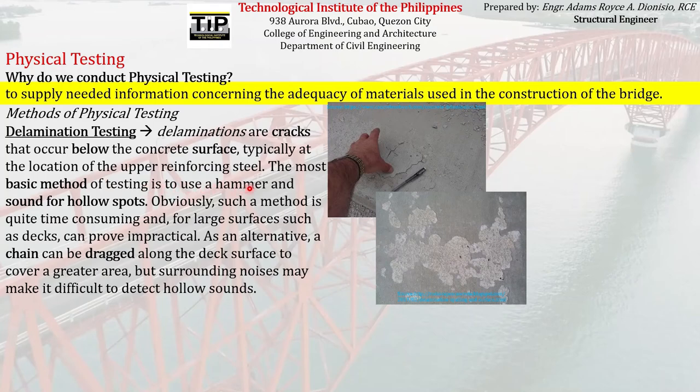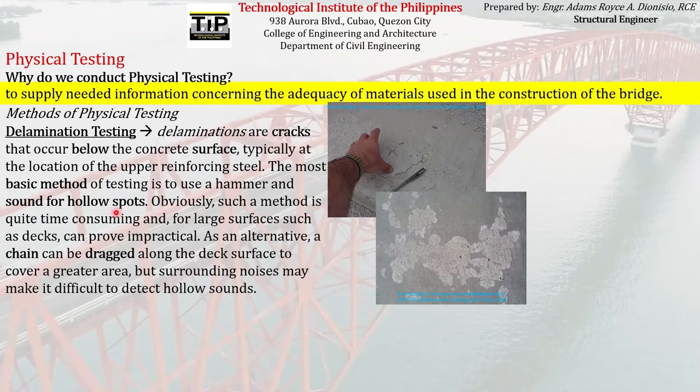The most basic method of testing is to use a hammer and sound for hollow spots. So in actual, we usually locate the particular places where there are delaminations by using a hammer. We use a hammer on the concrete surface and sound for hollow spots, because this hollow spot sound can actually manifest that there are delaminations beneath the concrete surface. So we usually tap the surface of the concrete using a hammer, and then try to hear for hollow spot sounds. Whenever we detect hollow spot sounds, it can manifest that there are already delaminations beneath the concrete surface. Therefore, that particular location needs to be rehabilitated already.